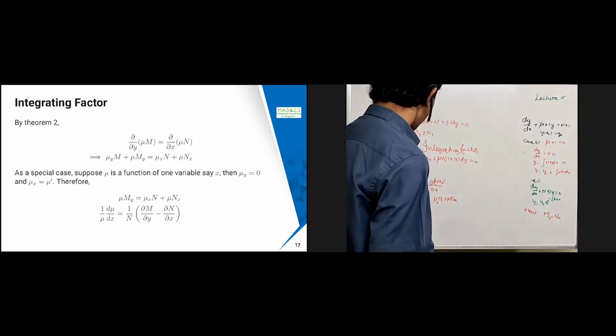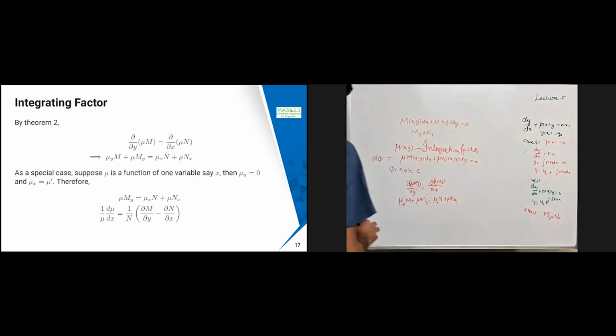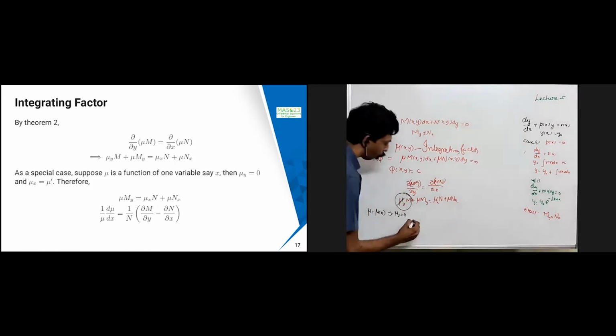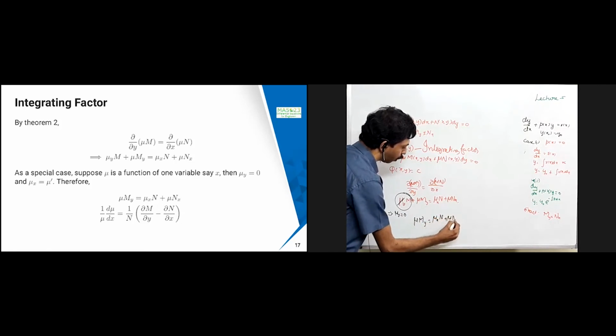I can't deal with that again, complex cases. I am going to assume some things, since we cannot solve all the problems. Condition 1: suppose ν is a function of x only. In that case, what is ν_y? ν_y is going to become 0. If ν_y becomes 0, this term is going to vanish. So I am going to have ν M_y = ν_x N + ν N_x.